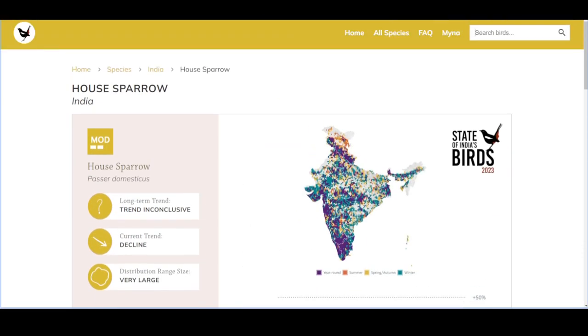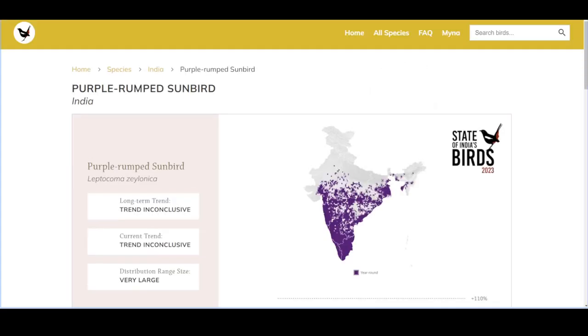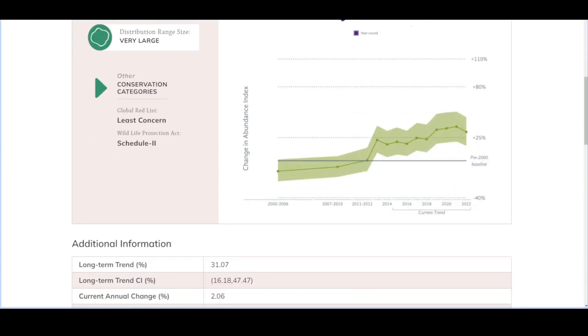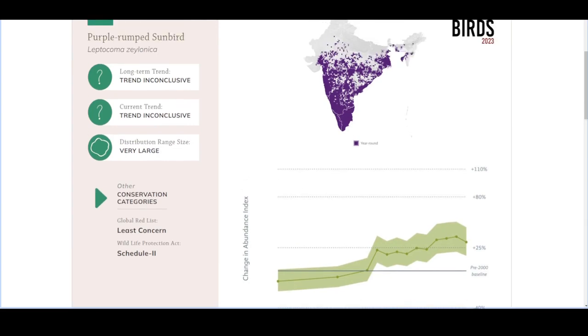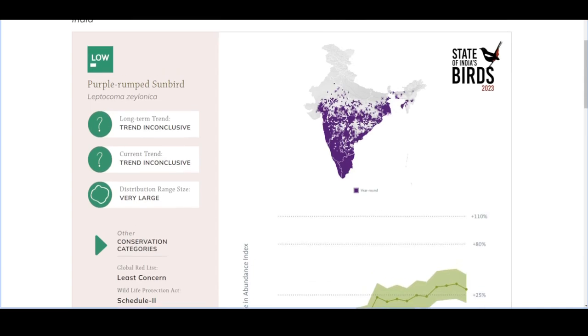So like this, for example, what else can I say? Let's say sunbird, purple sunbird, because that should be in all the places. Yeah, so it's mostly in the lower half of the Indian subcontinent, and based on the data that they have recorded, their current trend is termed as inconclusive. The distribution range is very large, and then also a bunch of other factors.